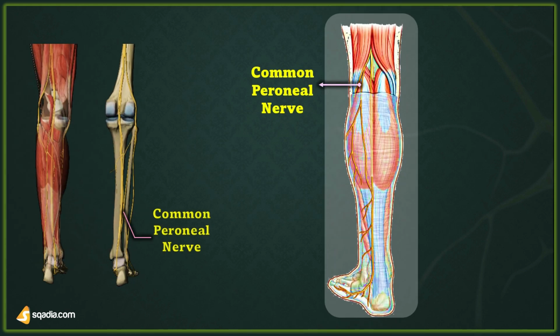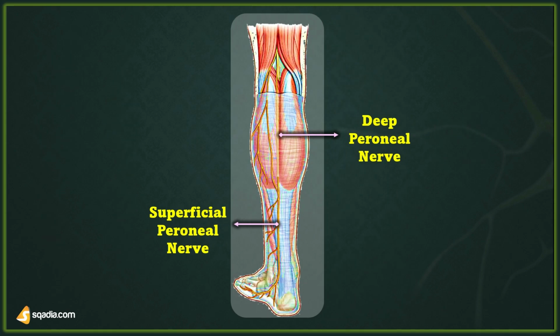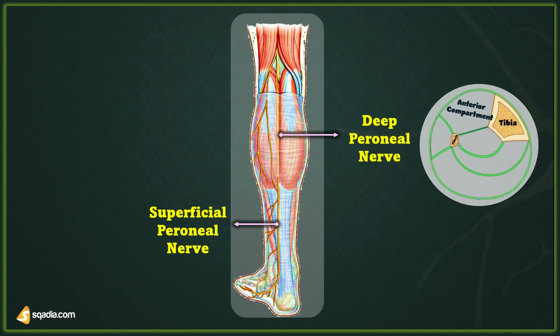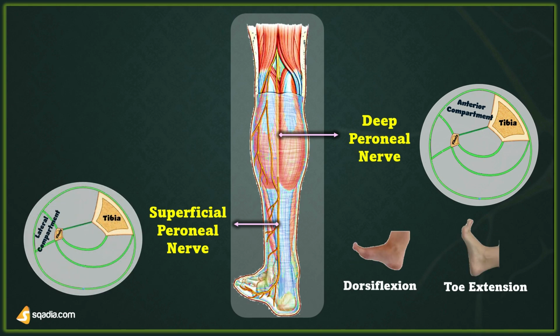Let's look at the common peroneal nerve now. The common peroneal nerve descends from the popliteal fossa and winds around the fibular neck. It then splits into two terminal branches, the superficial peroneal nerve and the deep peroneal nerve. The deep peroneal branch is responsible for innervating the muscles on the front of the leg, including the muscles that control dorsiflexion and toe extension.